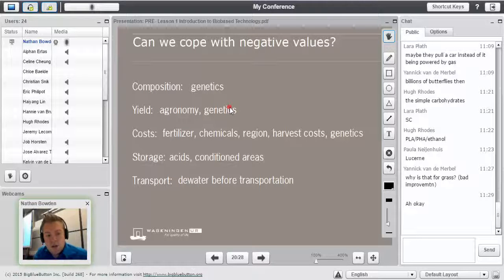Can you change the agronomy if you are a country that's very heavily dependent on a certain crop? For example, sugar beets in the Netherlands or sugar cane in Brazil. How is it to change? What about other costs such as fertilizers, chemicals, the region, tariffs, harvest costs? Storage. How can you store it to make it better? Do you use like nitrogen so that it doesn't oxidize and make it extend the storage ability of the product?